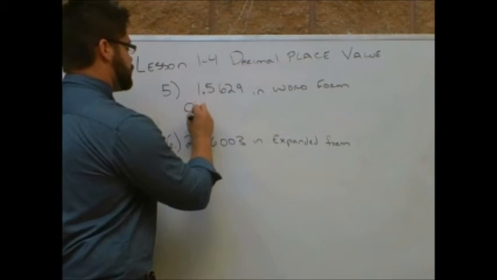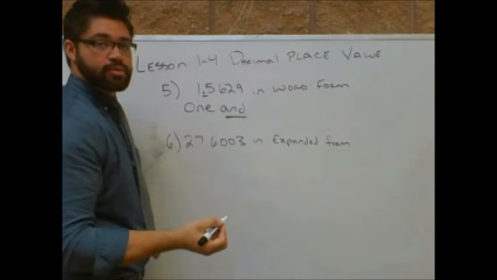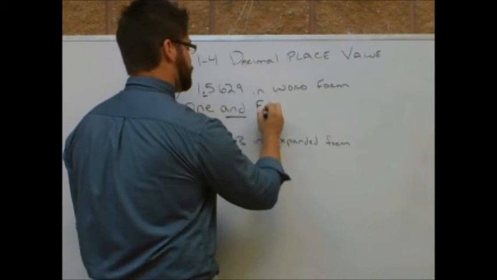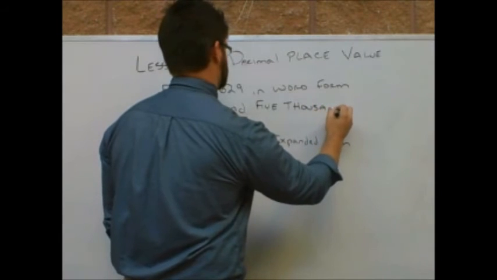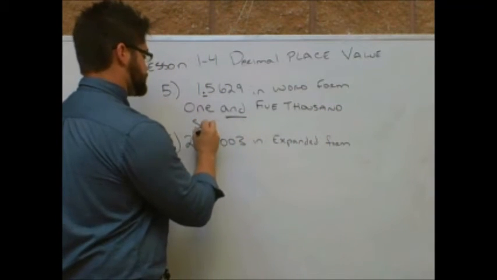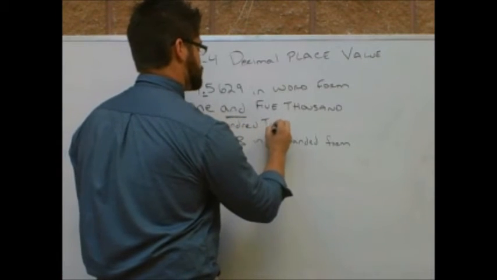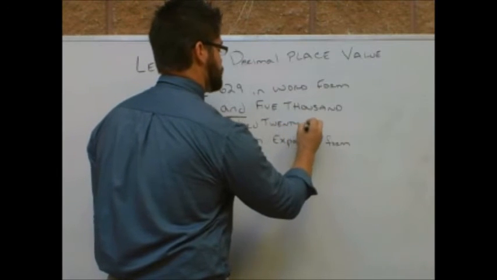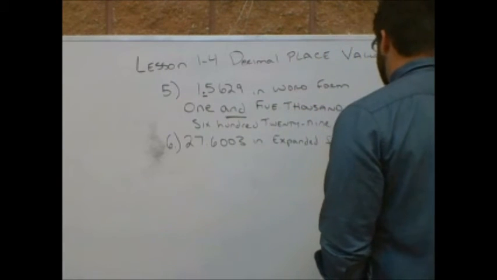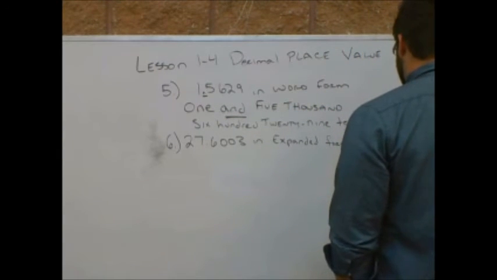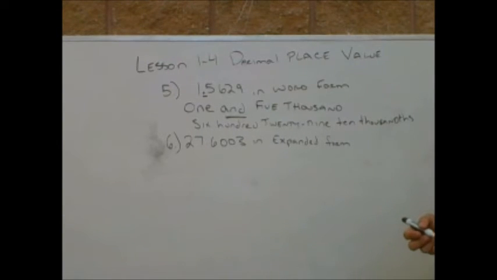So we're going to write it as 1 and, because remember, and is how we read a decimal, 5,000 600 29 10,000ths. Okay, I think you can see that all, but let's make sure.